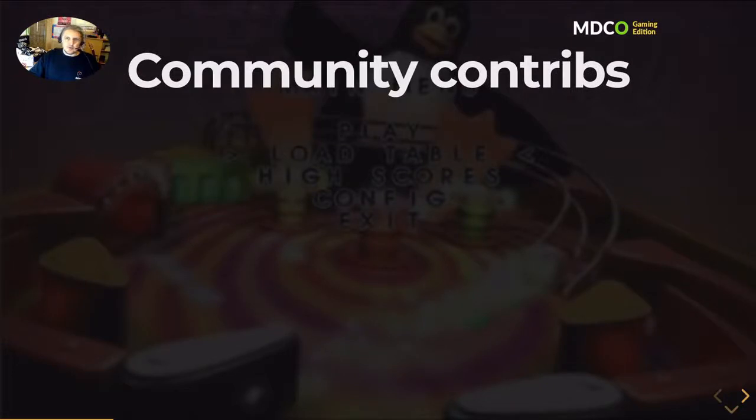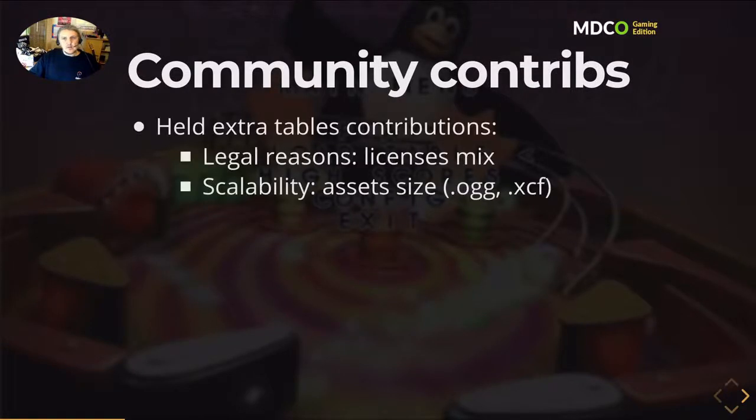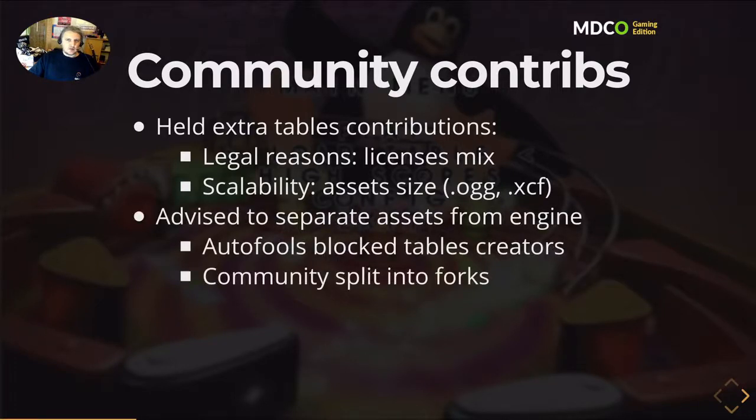Let's talk about community contributions. There were some patches from the community, which is pretty cool, and even some extra tables. But for legal reasons, I didn't want to taint the main project with assets under different licenses. It can be a nightmare to maintain, and it can cause scalability issues because asset size can be a little big, so I didn't want to mix data and source too much. So I suggested authors create their own project and make it an external plugin for Emilia, because it's already designed to work this way.